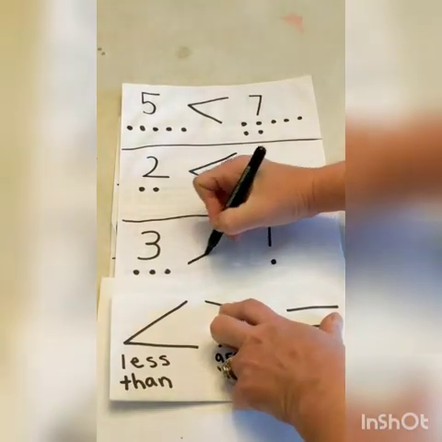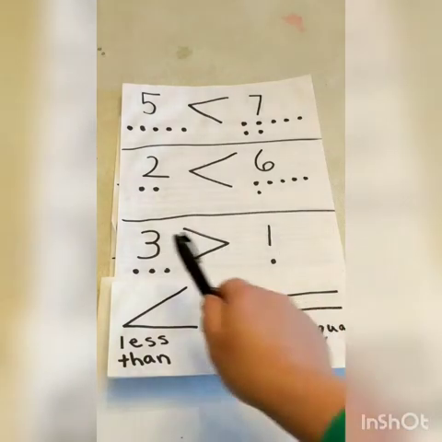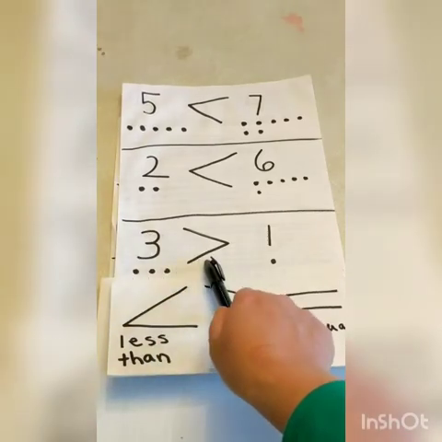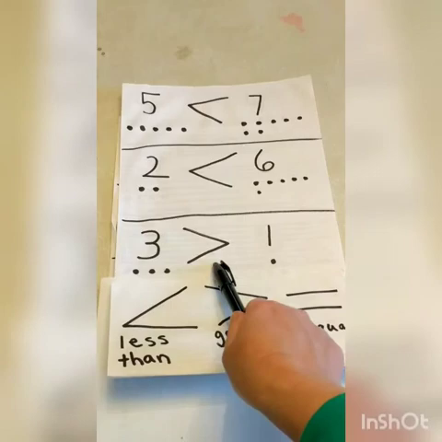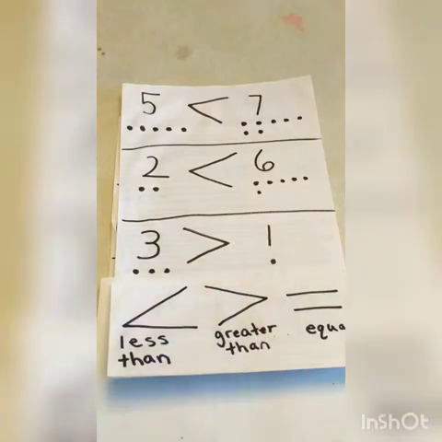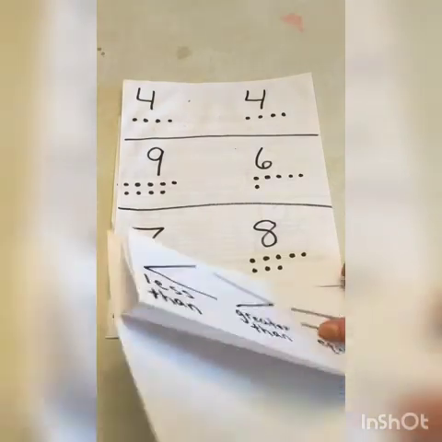We are going to have that big mouth open towards the 3 because the 3 is a bigger number than 1. So we can say 3 is greater than 1. Say it with me. 3 is greater than 1. Good job. Let's do another set of examples.